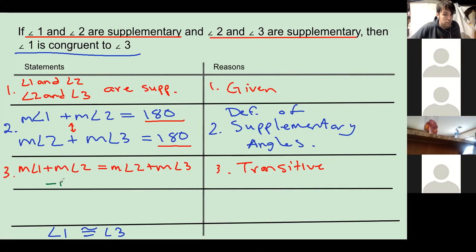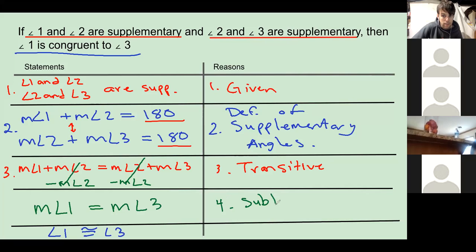I can actually just subtract the measure of angle 2 from both sides. If I subtract the measure of angle 2 from both sides, that leaves me with the measure of angle 1 is equal to the measure of angle 3. And all we did was subtract on both sides. So that's the subtraction property. Subtract the same thing on both sides. Subtraction property of equality.